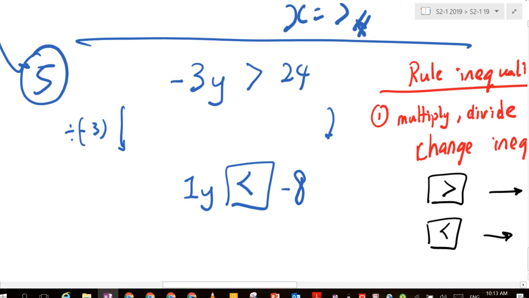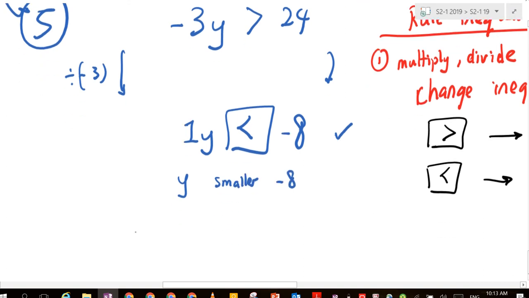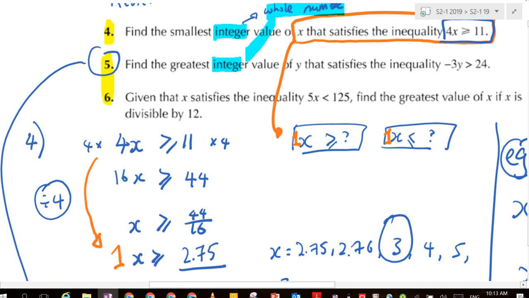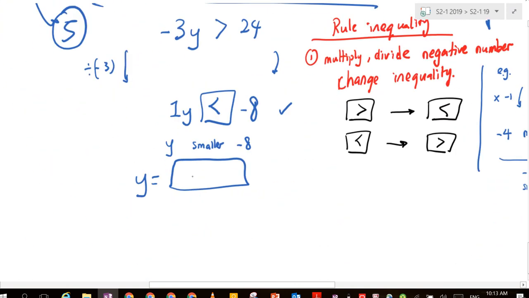Do you get this? Alright. Now, I want you to write in words. This one means y smaller than negative 8. Can you tell me what is the question asked? Biggest whole number. What is the biggest whole number in this case? Negative 7. Do you get this?